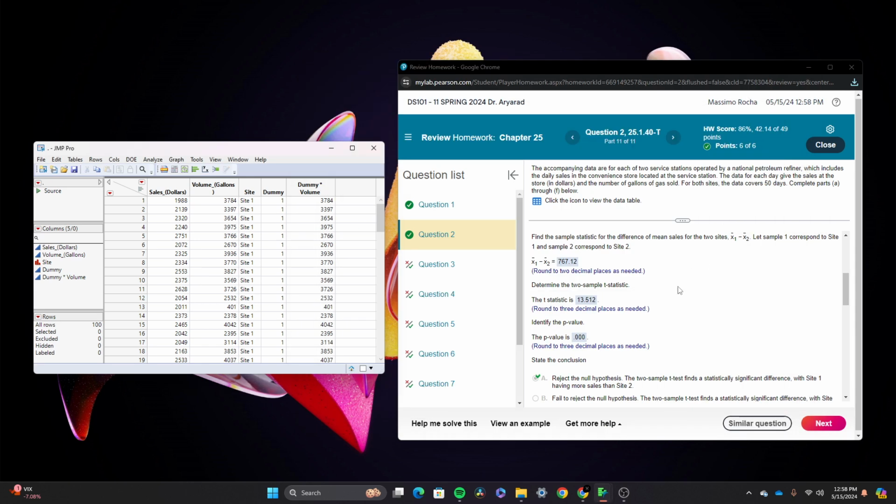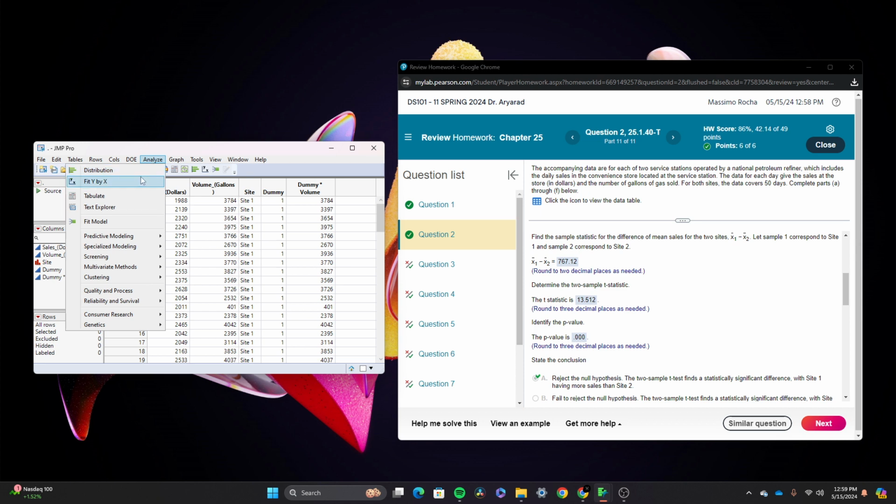Alright, now we're going to look at chapter 25. Right here it says find the sample statistic for the difference of mean sales for the two sites, x1, x2. Let sample 1 correspond to site 1, and sample 2 correspond to site 2. Alright, so what are we doing here?